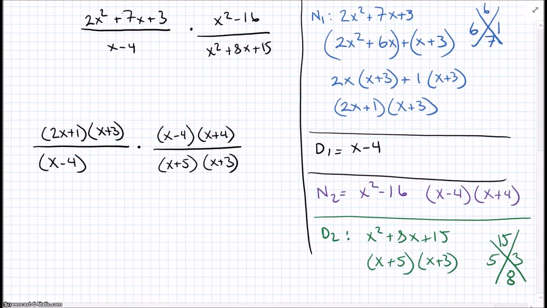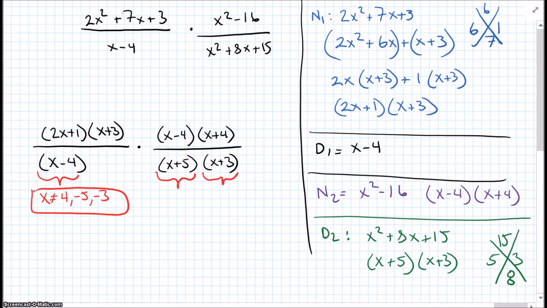Alright, now that I've simplified the whole expression, let's go ahead and find my restrictions for all the denominators. So x cannot equal 4, negative 5, and negative 3. See if you can figure out how I got 4. It's for the first term. How did I get negative 5? That term. How did I get negative 3? That term. So I found my restrictions.